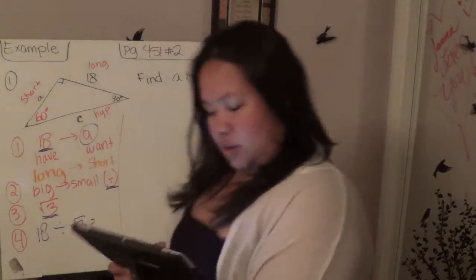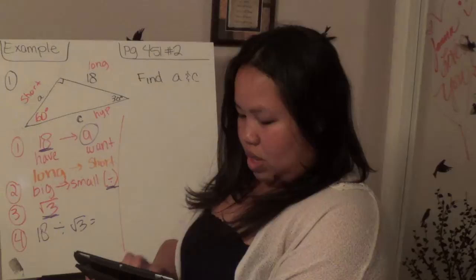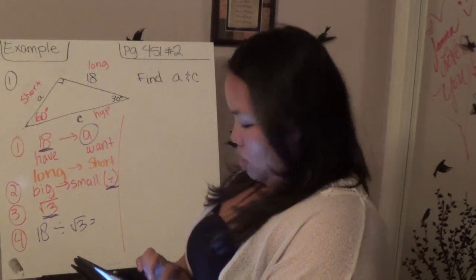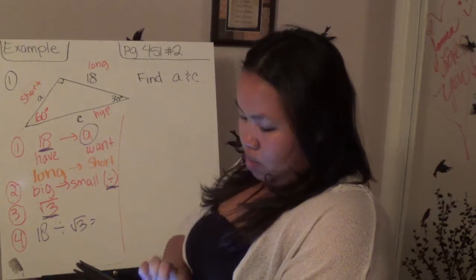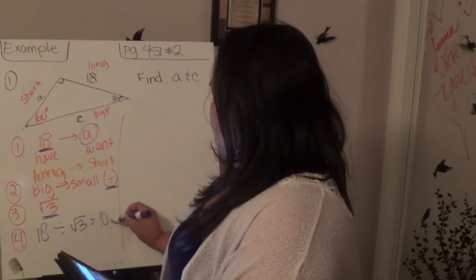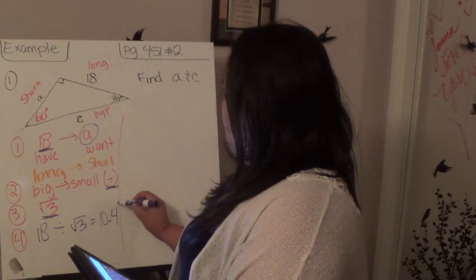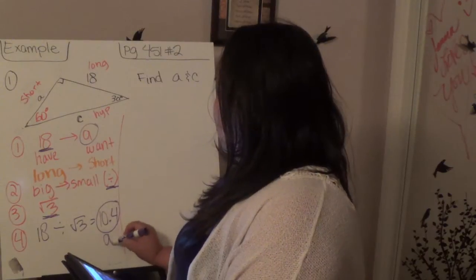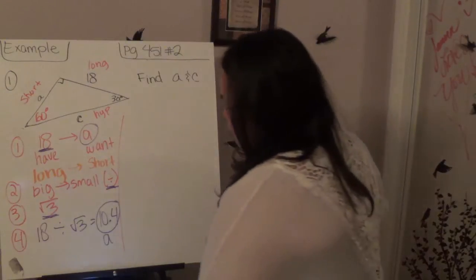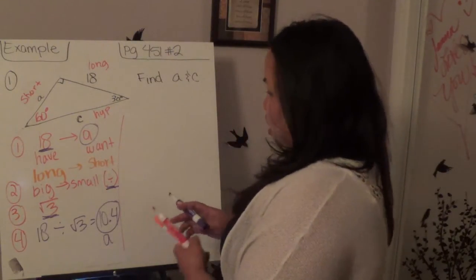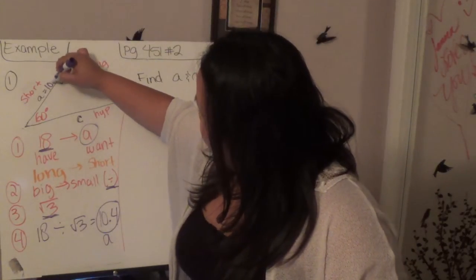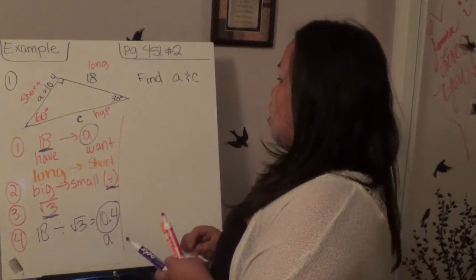I believe. Let's check. Root 3, you can put that into decimal. So 18 divided by root 3, which is 1.7, is 10.39 or 10.4. And that is A. Alright? See how that works? Okay. Let's try the other side now that we have this one. We know that this is 10.4.